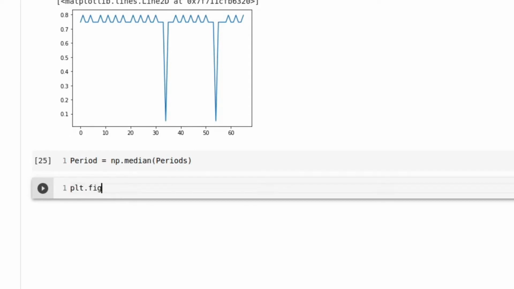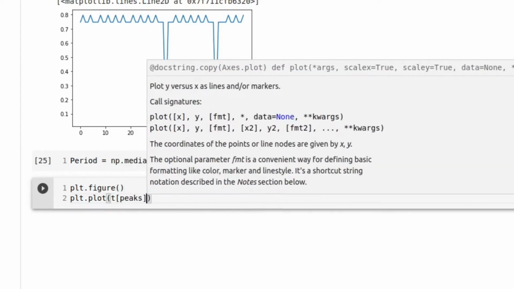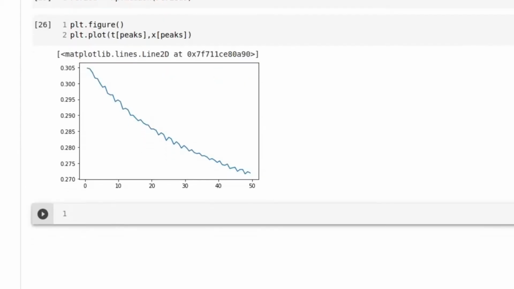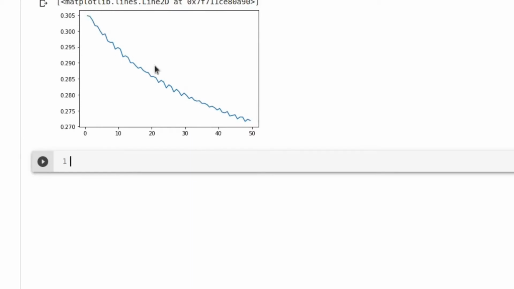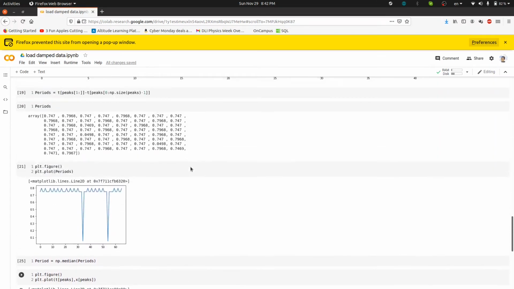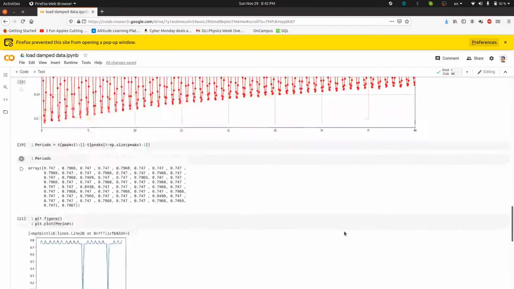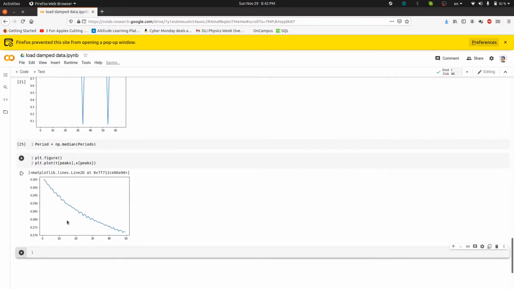So we'll make a new figure, and let's plot plt.plot t of peaks and x of peaks. And we see here our exponentially decaying amplitude. This is just the envelope of our oscillation. It's the shape of the outer variation here. How do these decay over time? I see that they're decaying from a little more than 0.3 to a bit less than 0.28. Here we see the same thing on this graph.